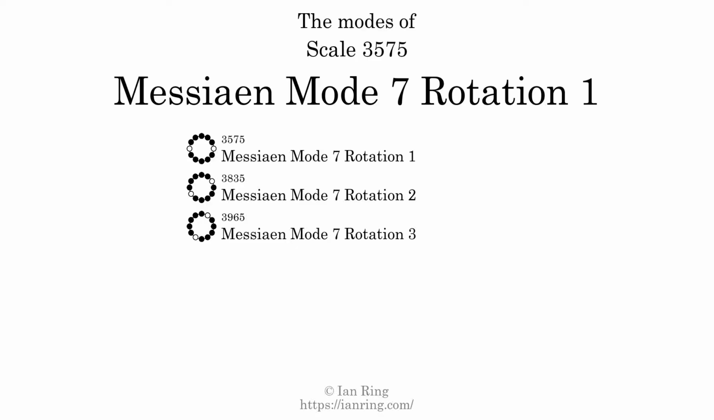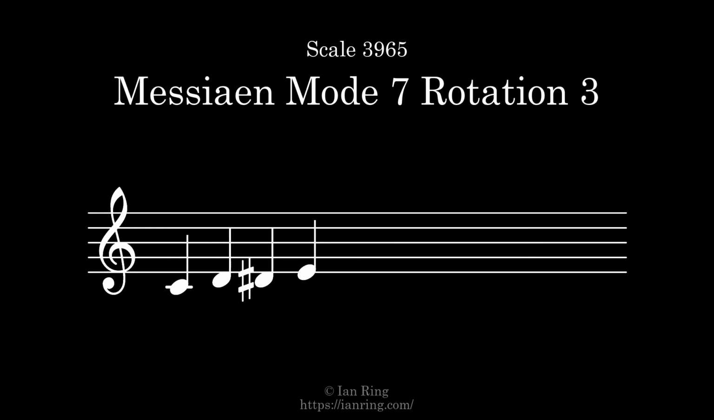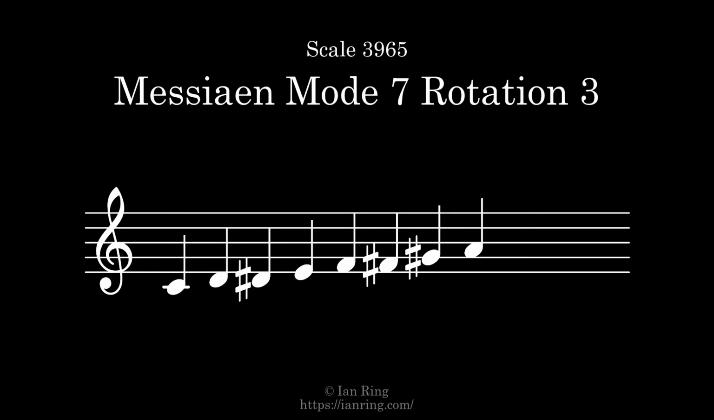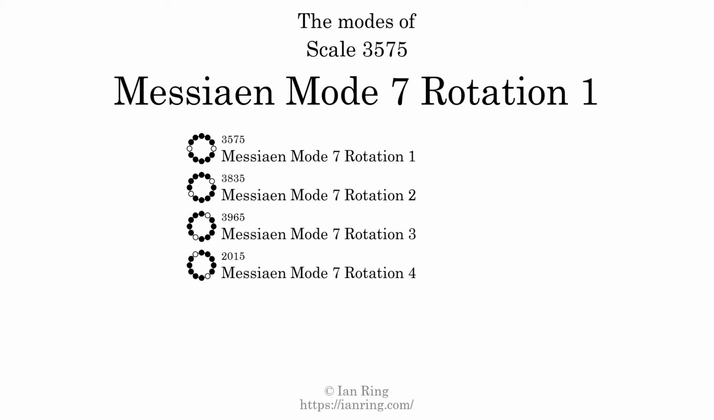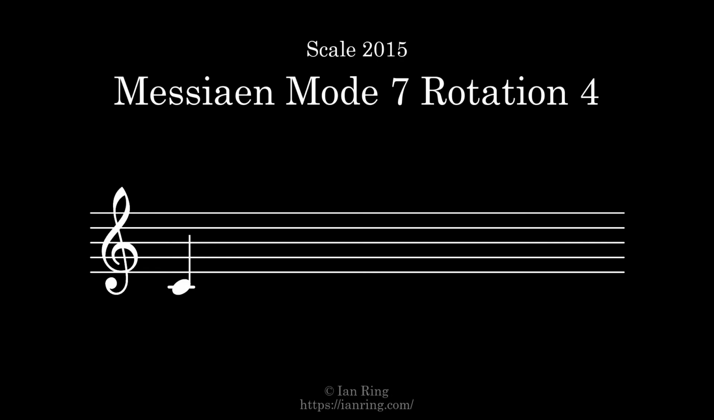The third mode is scale 3965, also known as Messiaen Mode 7 Rotation 3. It sounds like this. The fourth mode is scale 2015, also known as Messiaen Mode 7 Rotation 4. It sounds like this.